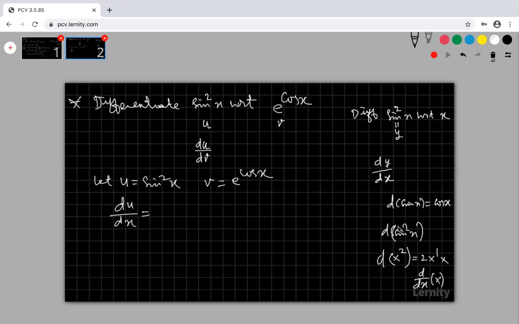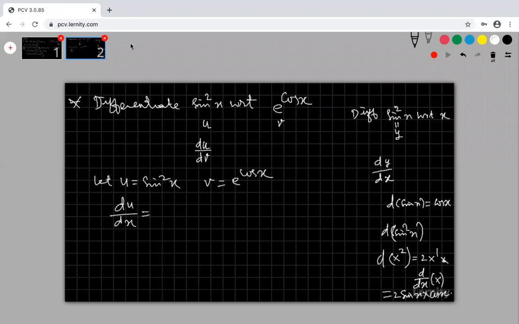Are you okay? If I am considering my sin x as x, then the differentiation of x² is 2x, the x² differentiation formula. I am applying the x^n formula into the differentiation of this x. What is the x? Look at that. This is 2 into sin x. My x is sin x. The differentiation of sin x is cos x.